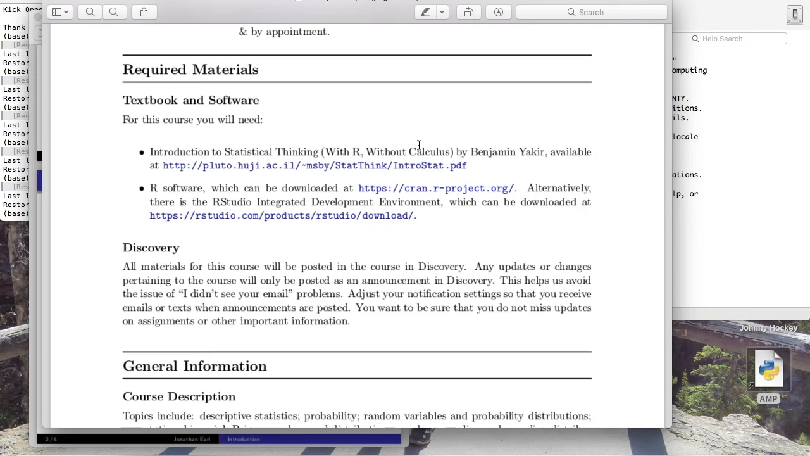All of the important things that you need for the course I will post in Discovery, especially given that we won't be meeting for 2 weeks, so the important things will go there. And I'll probably somewhat routinely post announcements on the Discovery page.